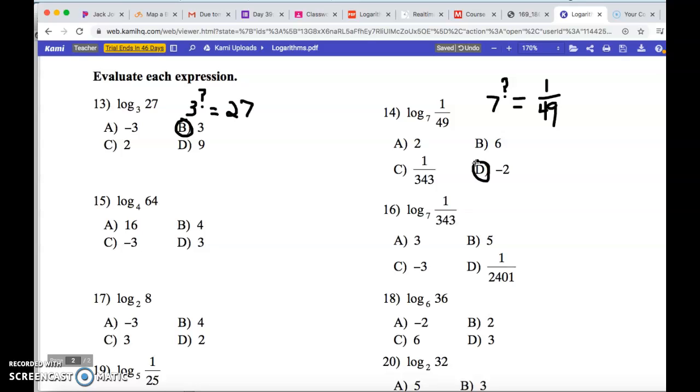All right, so use that going forward for this lesson and tomorrow. And you should be good with converting logs into exponentials and evaluating logs themselves.